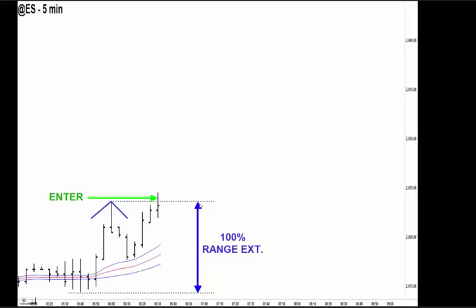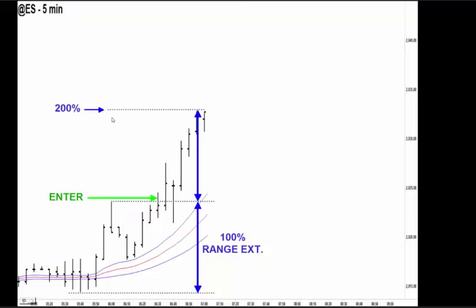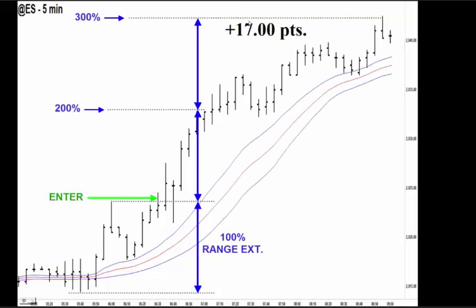All right, so what do we do with that amount of points? Well, we simply double it. So whatever the top of this short-term high was, we simply add that same amount of points, and that gives us 200. And we can take our profits there. And if we want to get more gains, we can add another 100% range extension to give us 300%. And this is where we would exit.